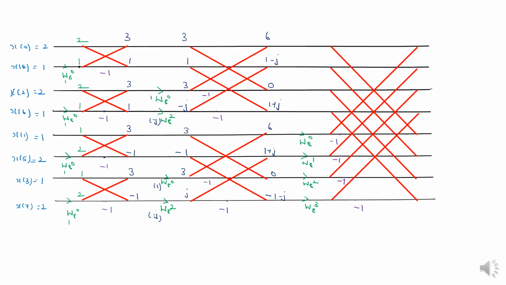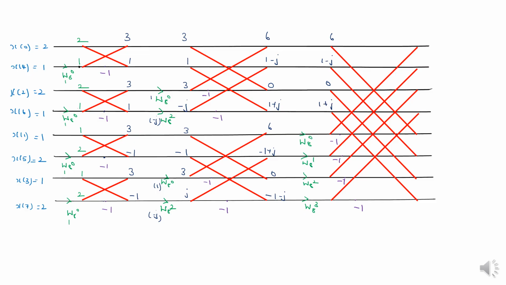Now we need to find the input of stage 3. At this point, 6 is coming directly here. Therefore, the input at this particular point is 6. Here it is 1 minus j, 0, 1 plus j.